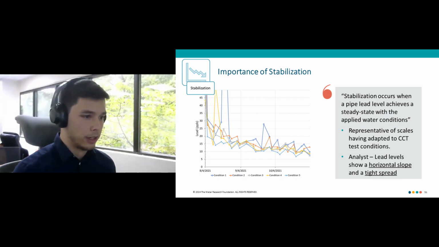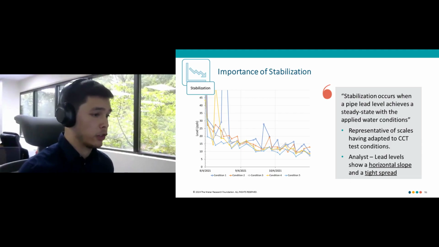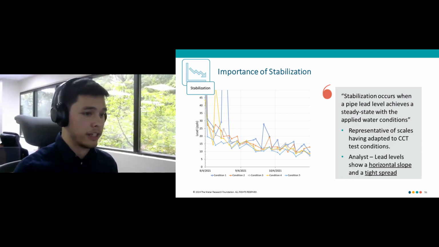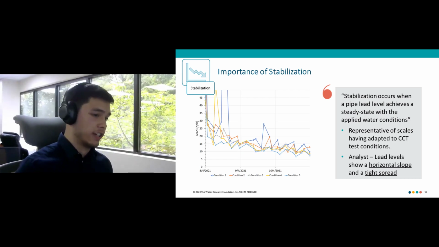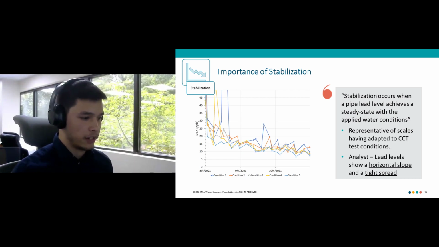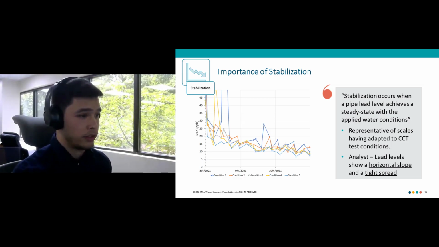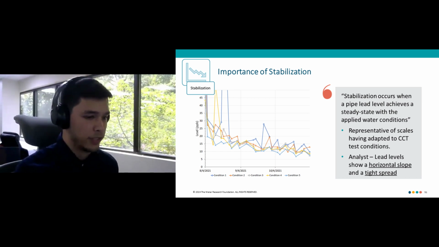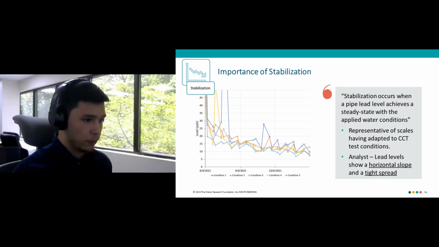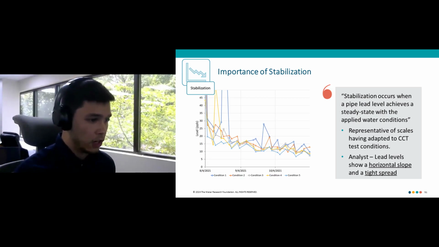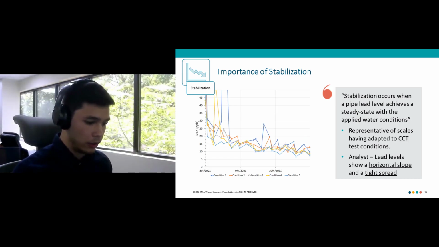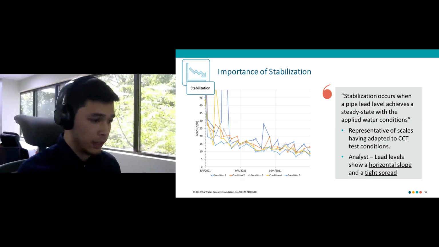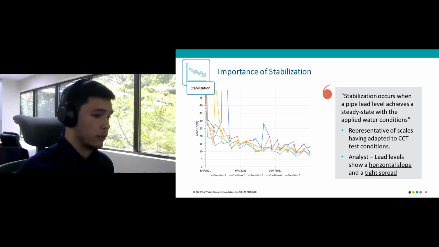What this means physically is what we're trying to determine is when the pipe scales have adapted to the CCT test conditions. And this is important when we actually go about comparing the different CCTs, because we really want to see, at their lowest stable lead level, that they're consistent lead levels, that is. We want to see what those lead levels are, and if they're showing consistently, then the stables have been shown to be developed in that case, and we can go ahead and start making treatment comparisons.